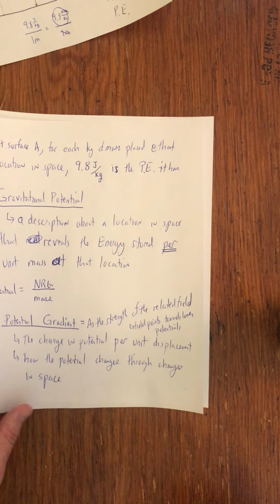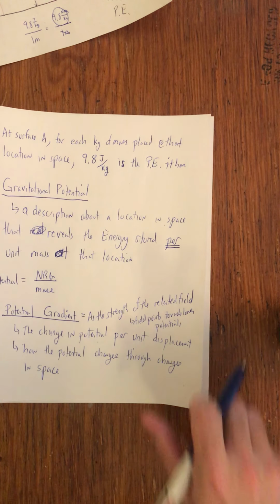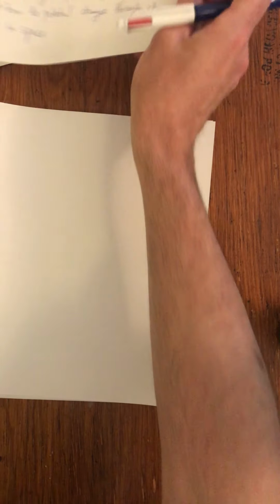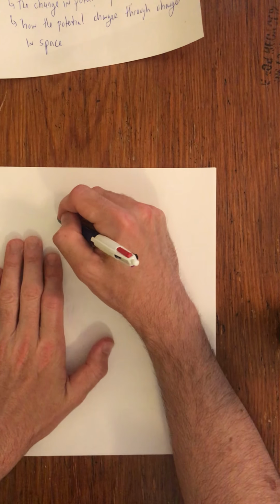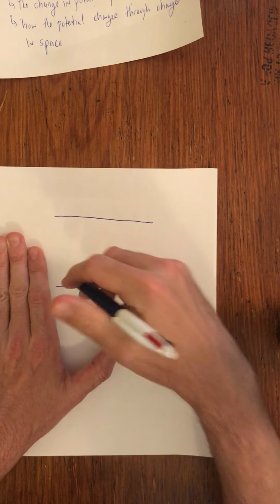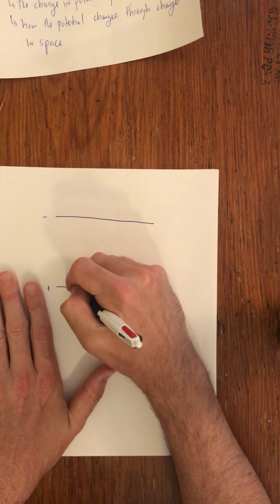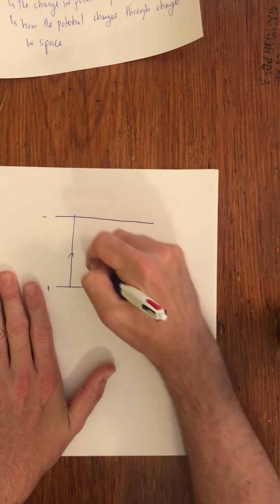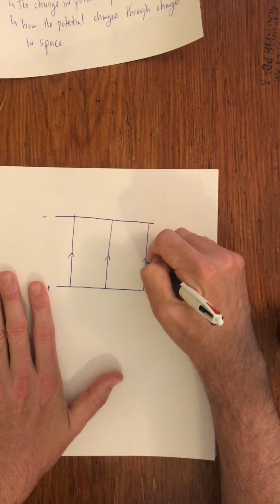So what does this mean in terms of the electric field and all this? So let's go and make the link. Let's do something nice and simple. For example, we'll look at a parallel plate capacitor. And I'll draw my parallel plate capacitor such that this is positive and that is negative. There you go.